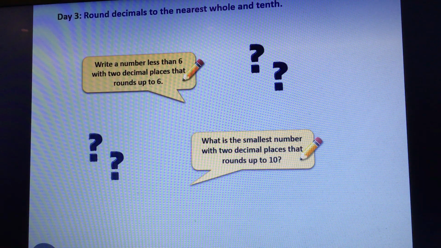And the second one, what is the smallest number with 2 decimal places that rounds up to 10? Well, it's got to be more than... it's got to be more than 5, doesn't it? So the next 2 decimal place number that comes after 5 is going to be 5.01. Hopefully you got that.